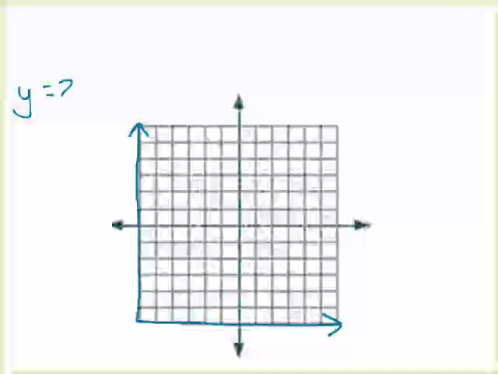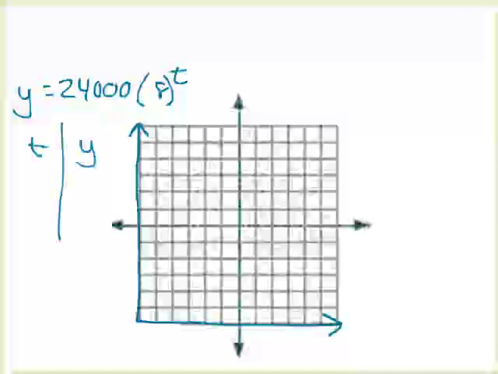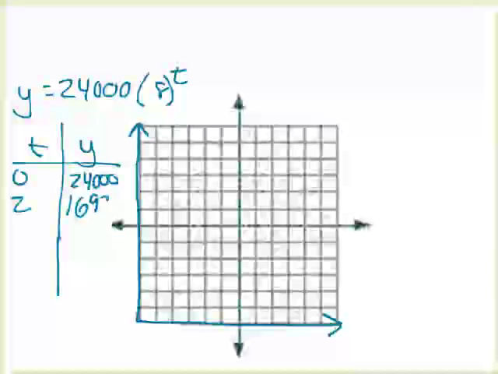Our equation was 24,000 times 0.84 to the t, and we'll make a chart for that. We already know a couple values. We know 0, 24,000, and we know 2, 16,934. We'll use part C to guide us in picking other numbers.